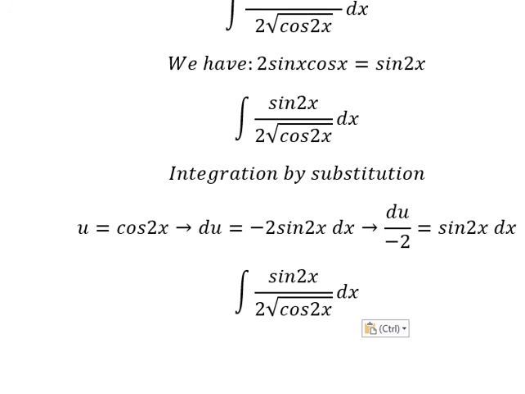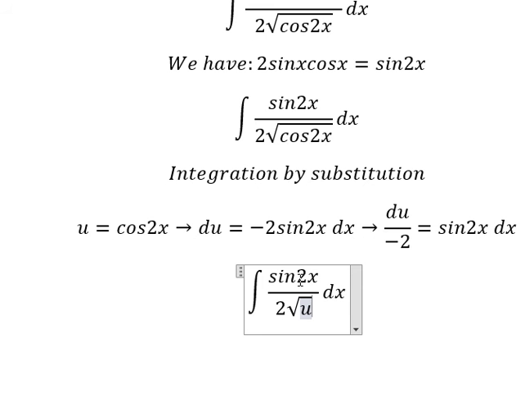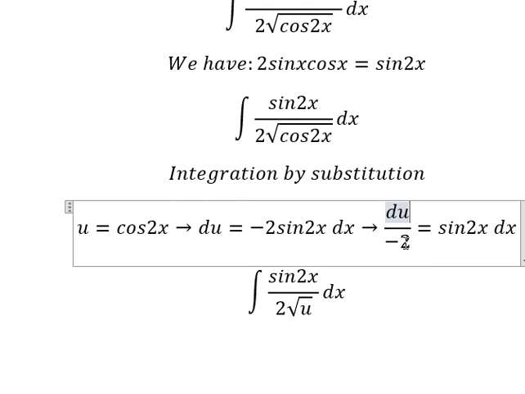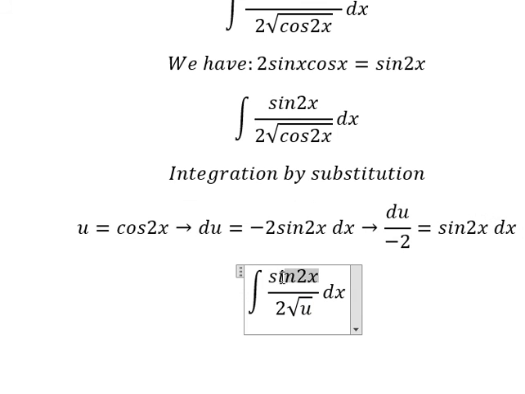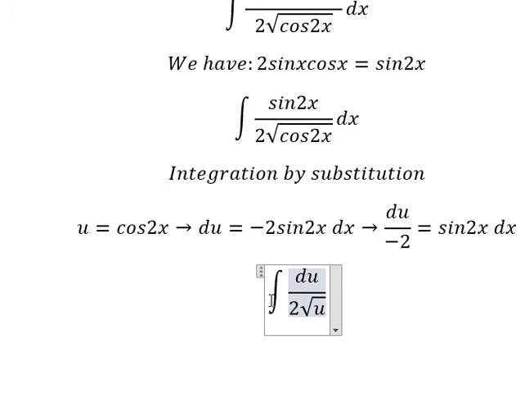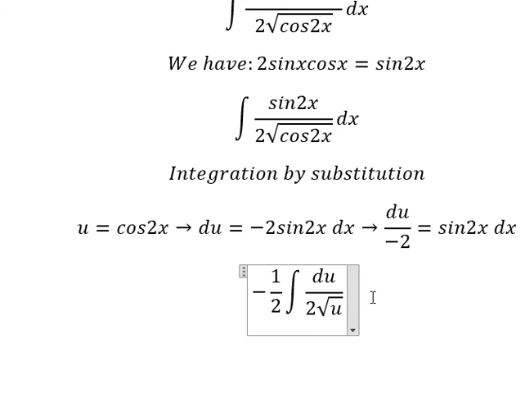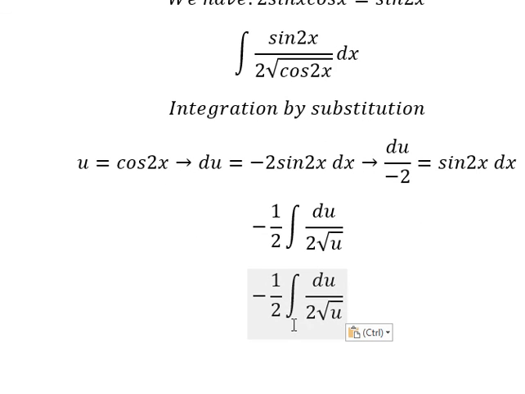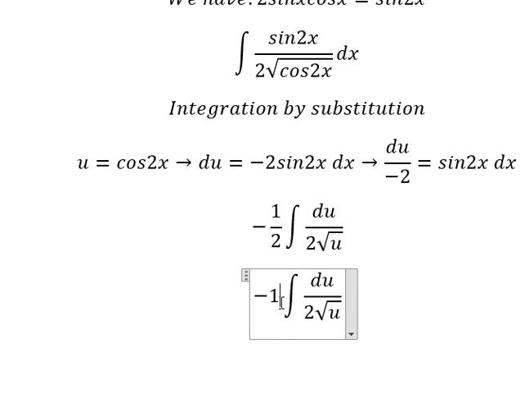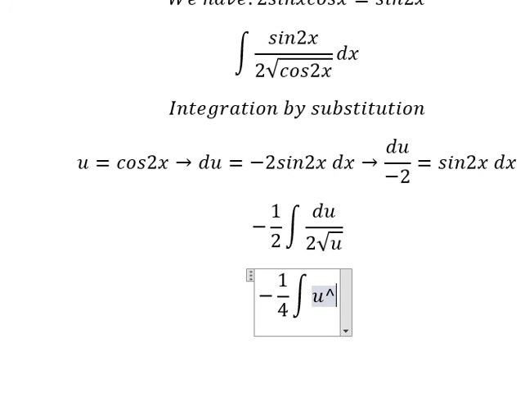So this one we change by u. Sine 2x dx we can change by this one in here. Now, number 2 and number 2, we have 1 over 4. This one, the square root of u on the denominator, we can write as u to the power of negative 1 over 2 du.